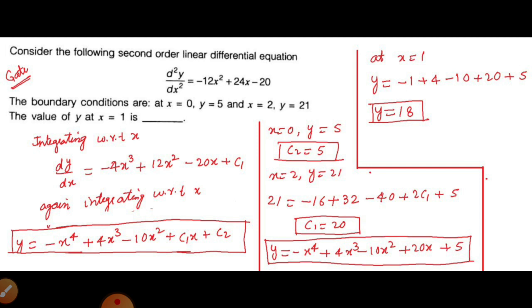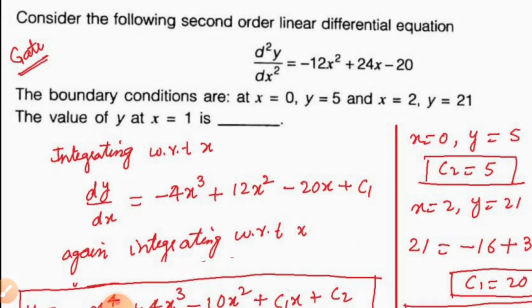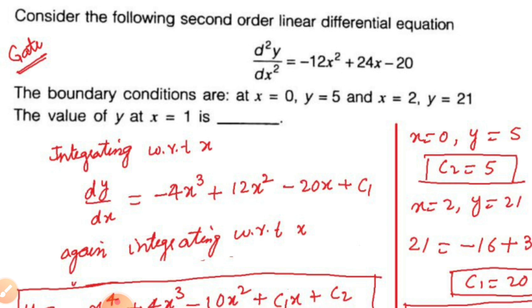This is also a previous year GATE question. Numerical type questions are asked in the GATE exam, where your answer will be a numerical value. You have to fill in that numerical option. So the differential equation is d2y by dx square equals minus 12x square plus 24x minus 20. So here the terms are already in separated form. All the right hand side are x terms and all the left hand side are derivative terms. We can integrate this equation easily.